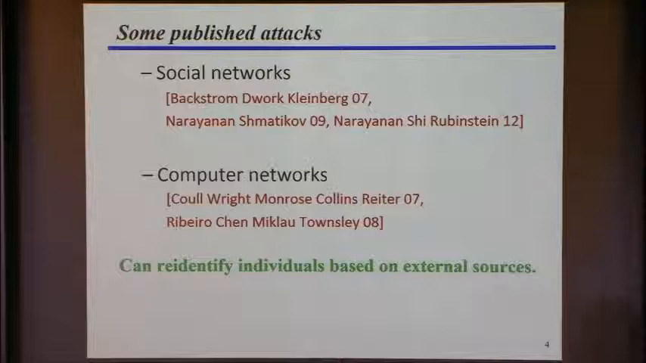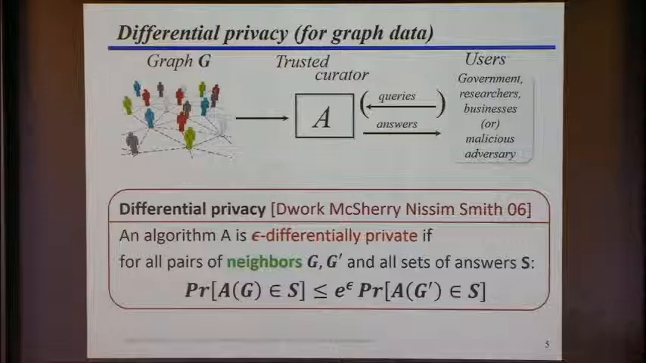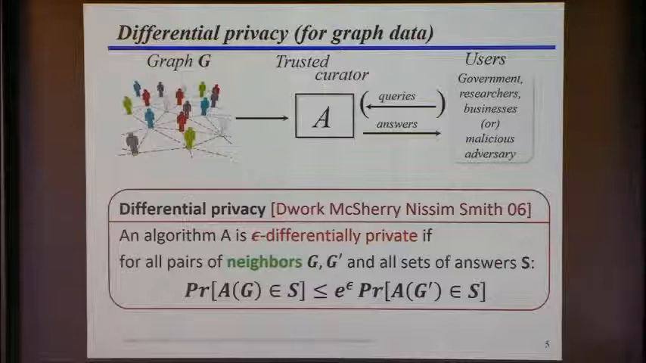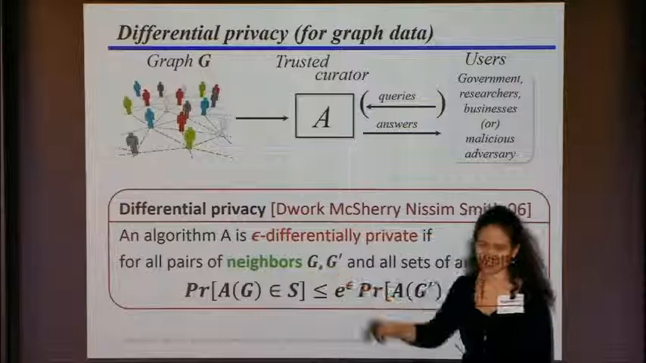So what are we going to do about it? Again, for this crowd, I'm not going to argue that we need a rigorous definition, so we're going to use differential privacy. Differential privacy in graphs is defined the same way as for databases. The only difference is that our input is a graph. Otherwise, everything looks exactly the same. The only thing I haven't specified here is neighbors. The condition of differential privacy holds for two neighboring databases. In this case, the neighboring data sets are graphs, and I have to say what I mean by neighbors.